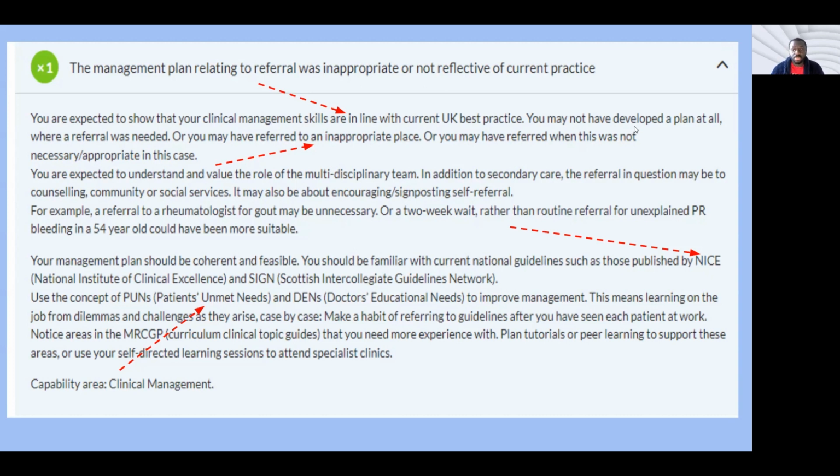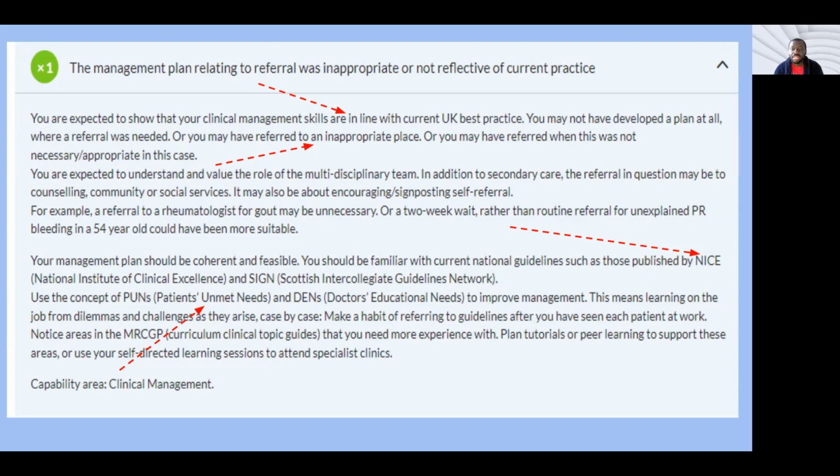That you may not have developed a plan at all where a referral was needed, or you may have referred to an inappropriate place, or you may have referred when this was not necessary or appropriate. Very important: don't refer to pediatrics, don't refer to the surgeons just because you're not sure what's going on. Therefore, let me refer to pediatrics to have a look.